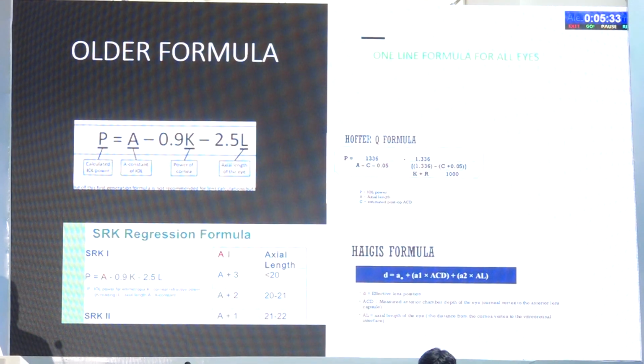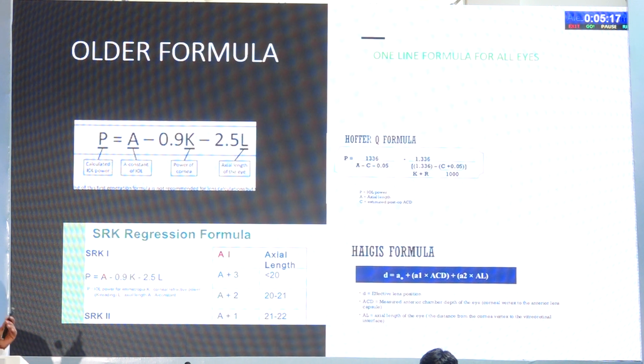Can I have the next slide? The older formulae were all one-line formulae. They just had one-line calculation. This is a Hoffer Q, this is the Haigis, one single line, which they apply to all eyes: small eyes, large eyes, buphthalmos, nanophthalmos, post-LASIK.